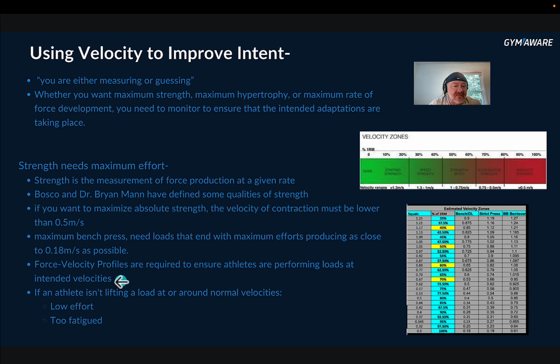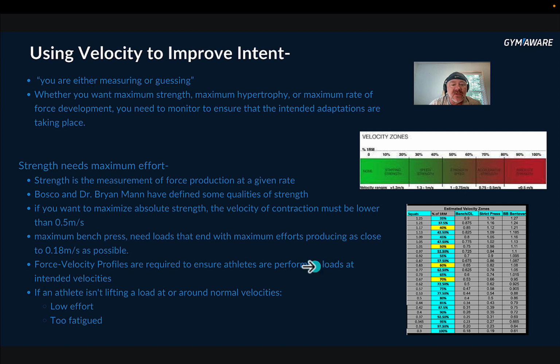Force velocity profiles, I believe, should be required to ensure athletes are performing loads at intended velocities, because each athlete is different. If you only go by what I have over here and you have a bunch of 7-foot athletes, this is not going to be right, because their velocities are going to be higher, because they're going to need to produce force for a longer time. We already know impulse equals force times the duration over which you're applying the force, and it's directly related to an increase in velocity. The longer I have to produce force, the higher the velocity.